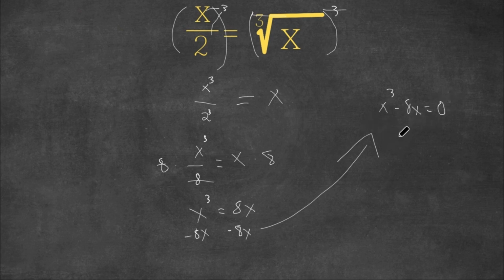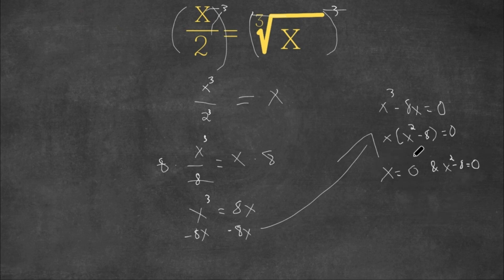And now we're going to factor out x from this equation. If we factor out x, we get x times x squared minus 8 equals 0. And this actually gives us two equations. We have either x equals 0 and x squared minus 8 equals 0.